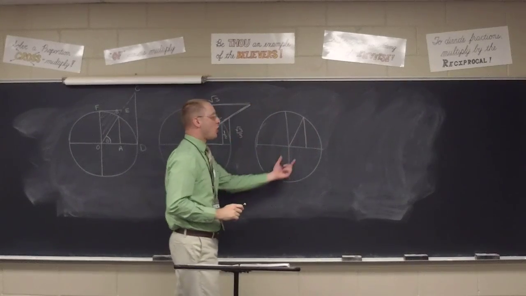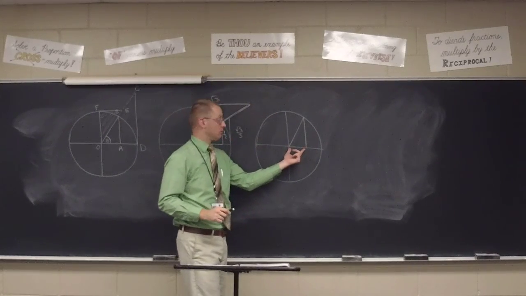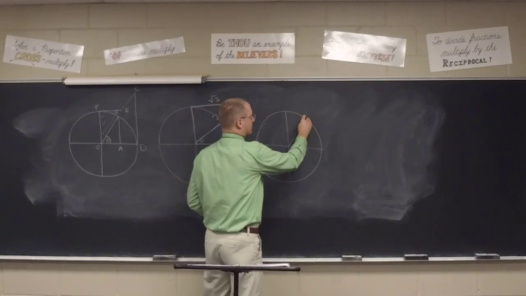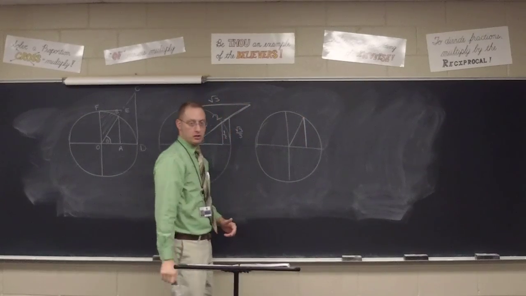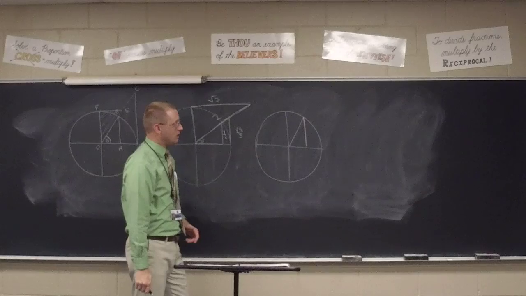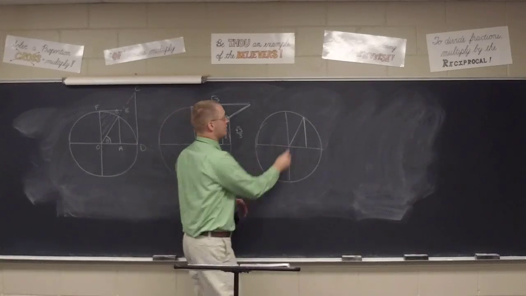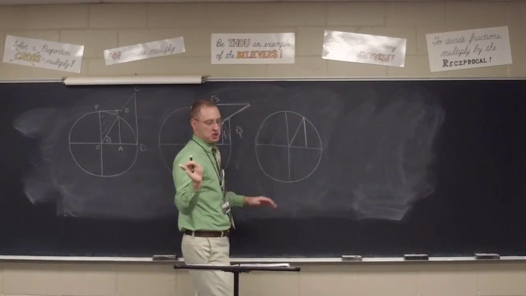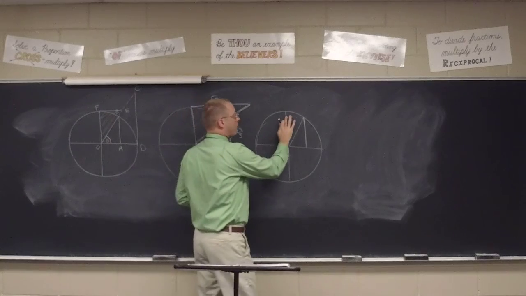How big is the cosine line? 1/2. Clearly a half. Then how big is the sine line? Square root of 3 over 2, right? It's just a little bit smaller than the full 1 length.